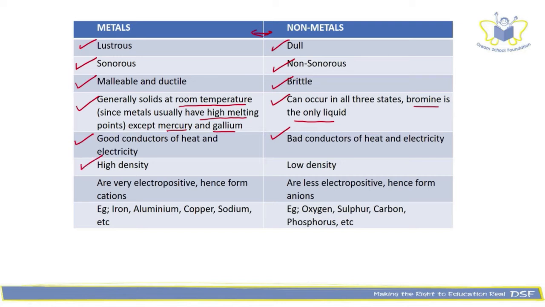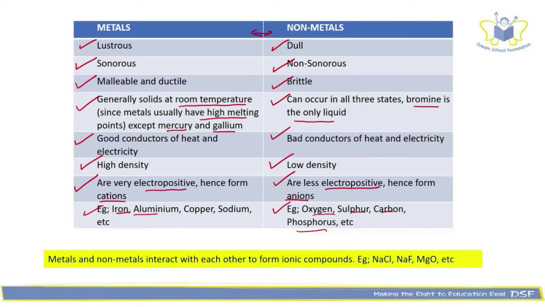Metals have a high density, non-metals have a low density. Metals are very electropositive, hence form cations. Non-metals are less electropositive, hence form anions. Examples of metals are iron, aluminium, copper, sodium, etc. Examples of non-metals are oxygen, sulfur, carbon, phosphorus, etc.